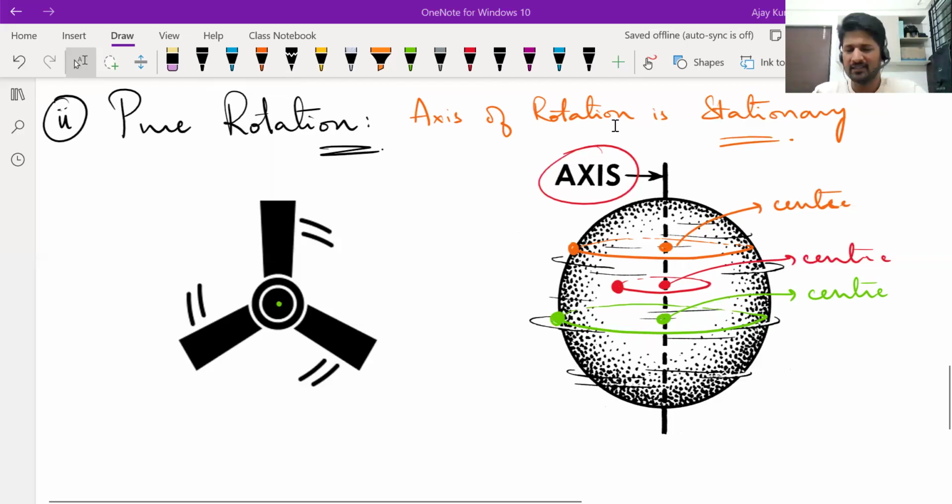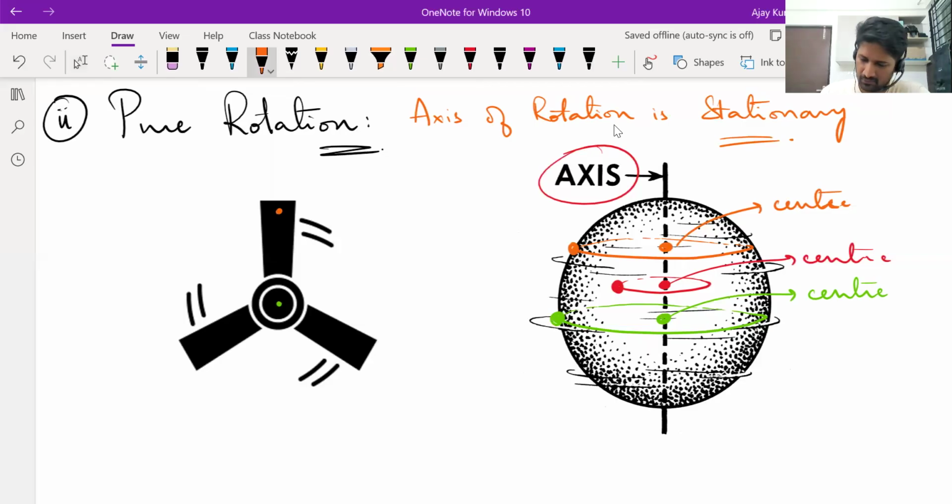Now see, let's consider some particles of this ceiling fan. Consider this orange particle, let's say its mass is m1. Consider this yellow particle, assume its mass is m2. And then this blue one, assume its mass is m3. There are infinite number of particles here, okay?